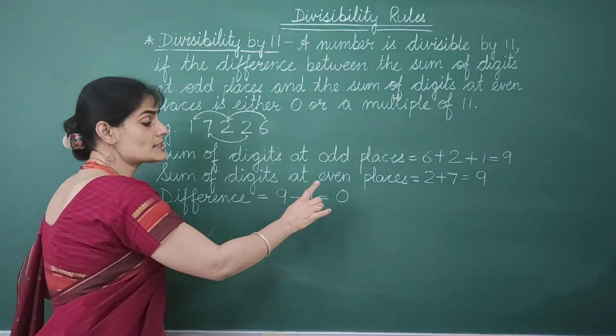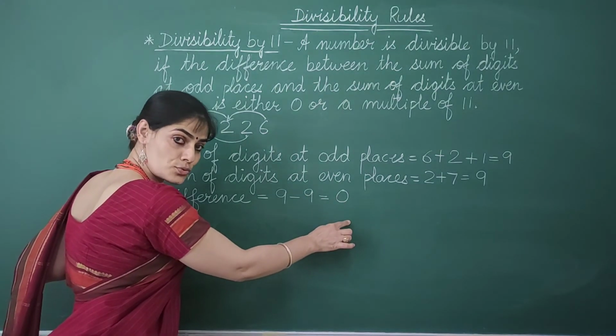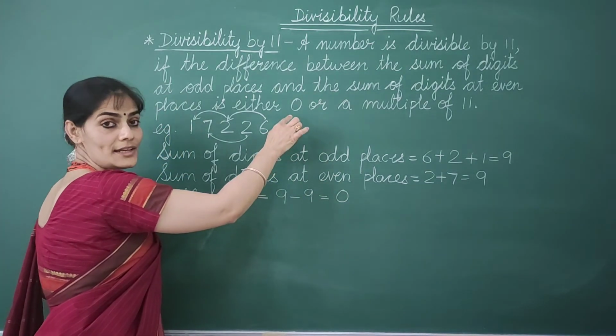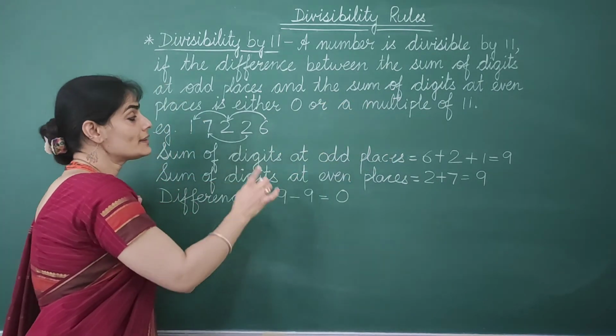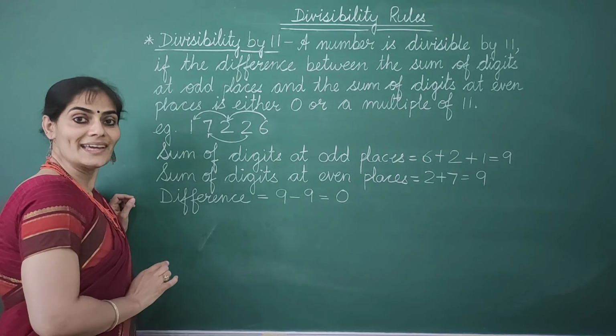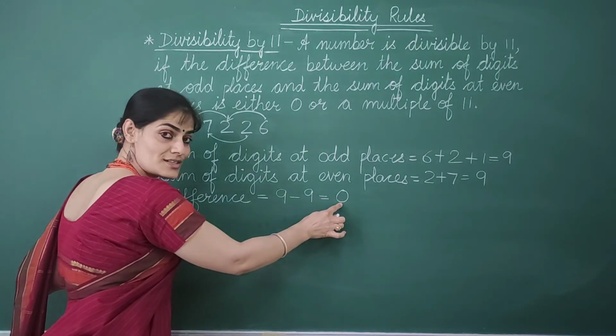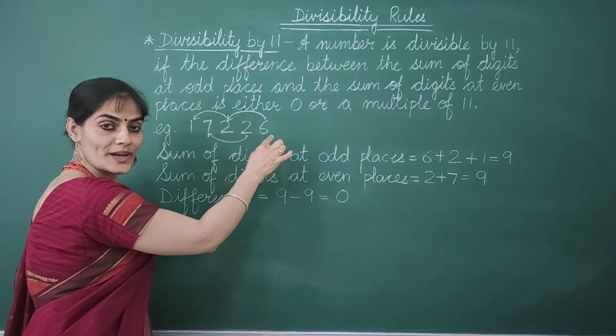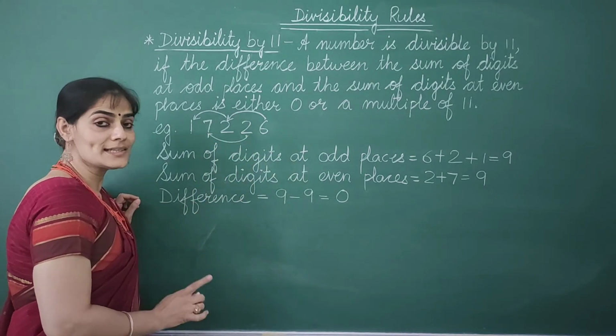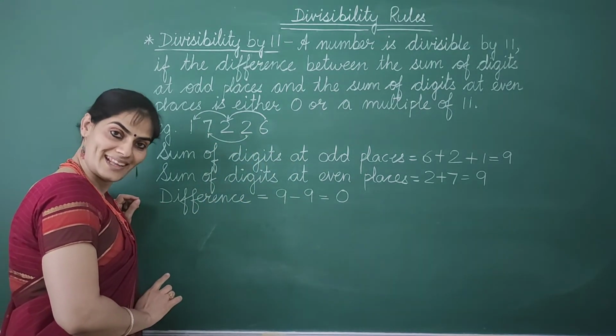And whenever this difference is either equal to a 0 or it is equal to a multiple of 11, then the number will be divisible by 11. As the difference is 0, this number 17,226 is completely divisible by 11.